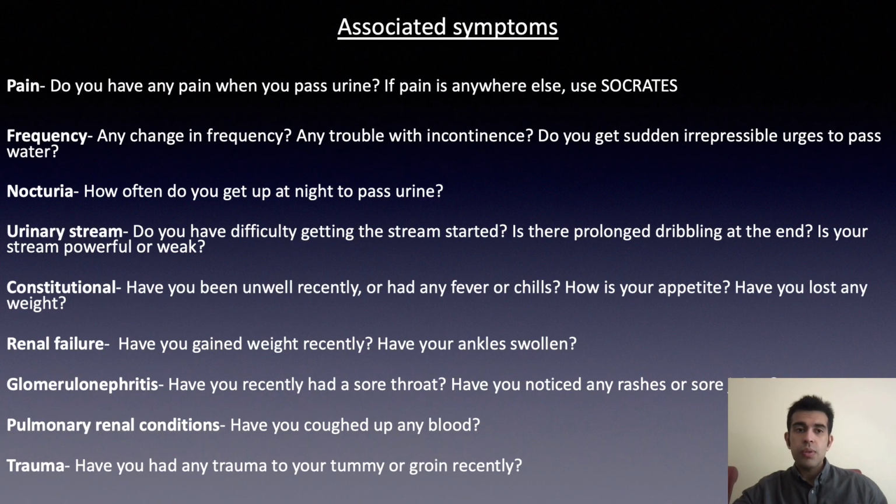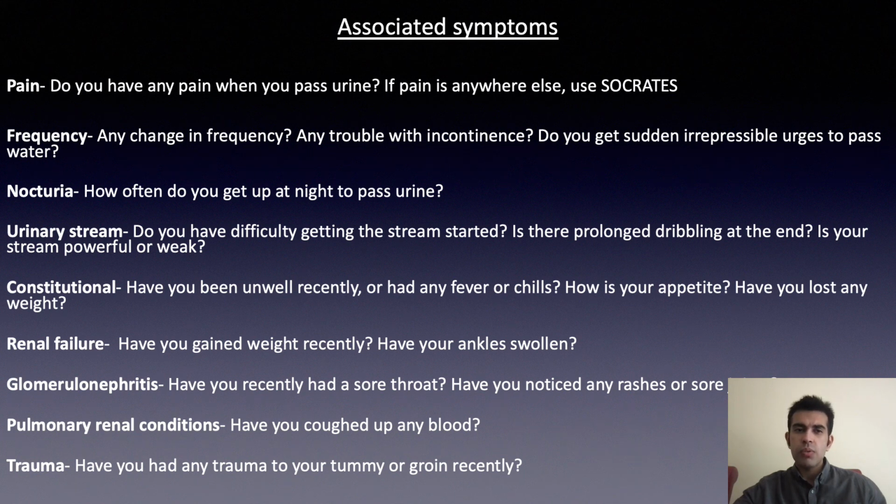Going further with the history, we want to have a look at any kind of the associated symptoms that the patient might have. Of course, always ask about pain. So do they have any pain when they pass urine? And if they have pain anywhere else, such as in the abdomen or anywhere else around the genitalia region, then you're going to want to fall back onto your old mnemonic of SOCRATES, where you're trying to have a look at the site, the onset, the character of the pain, whether the pain goes anywhere else, associated symptoms, alleviating factors, timing, and exacerbatory causes, as well as any severity furthermore with the pain, and see if you can tie both of these in together.